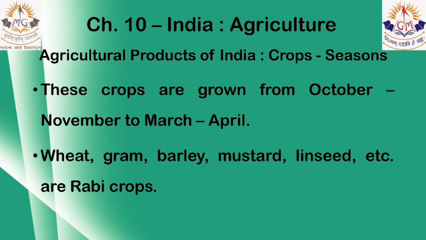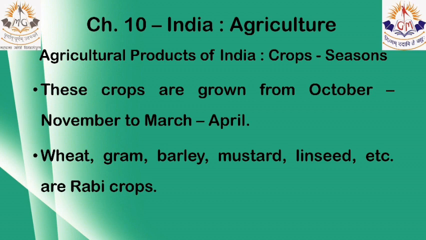They are grown from October, November to March and April. If you start sowing in October, then October, November, December, January, February and March. These crops usually take 6 months to harvest. From sowing to harvest, it takes usually 6 months. If you start in November, then it will go up till April.